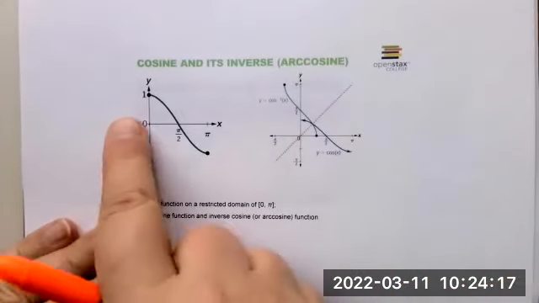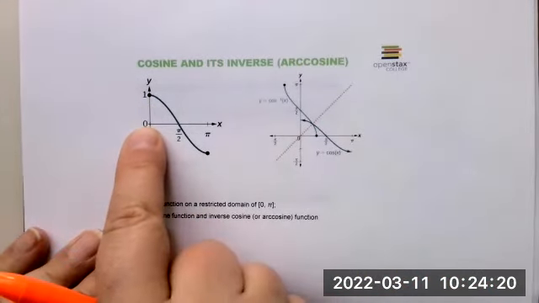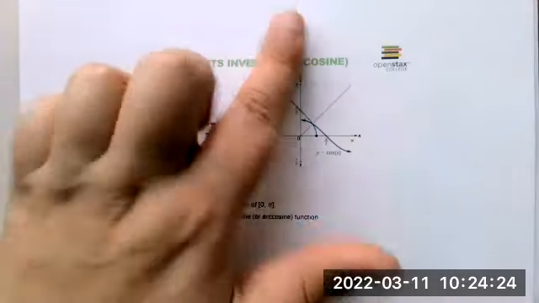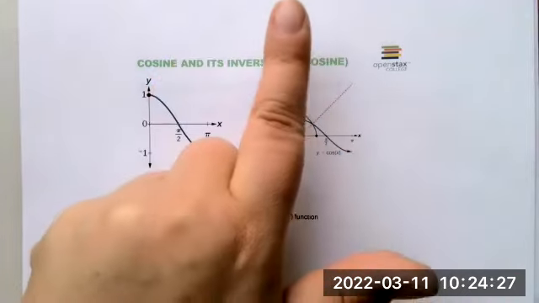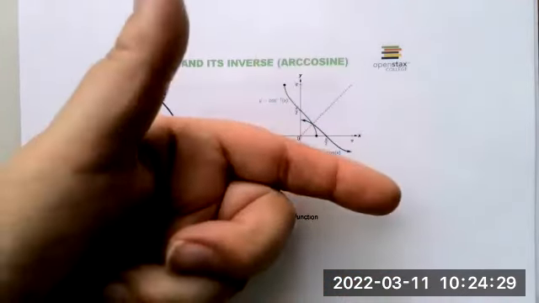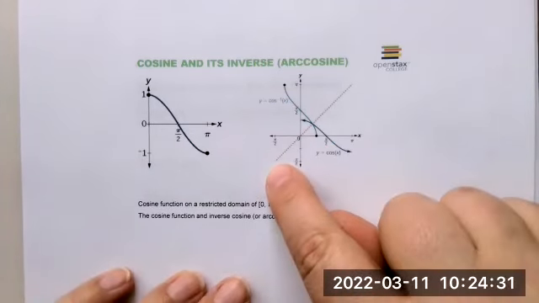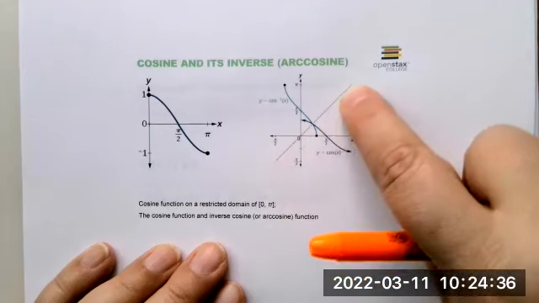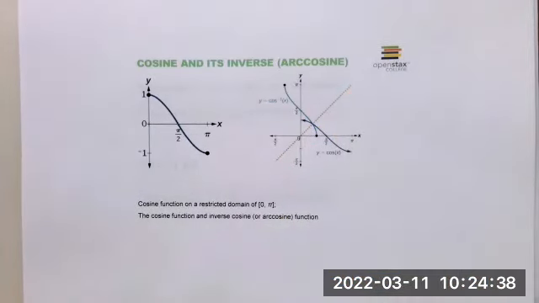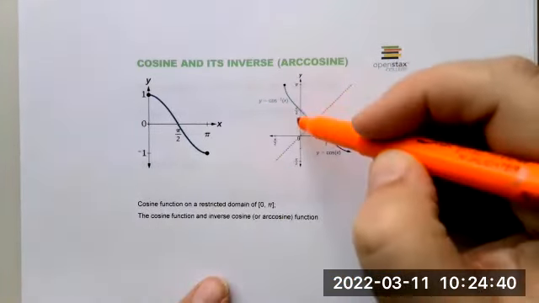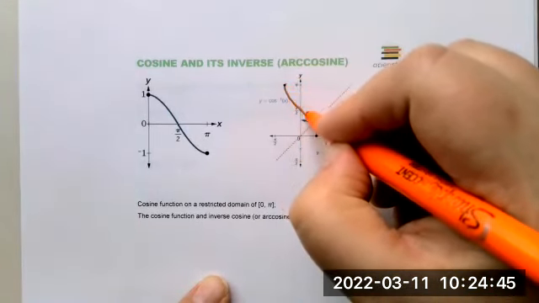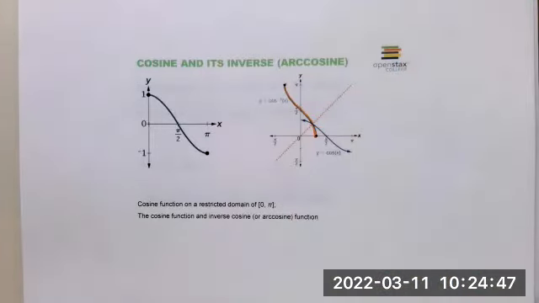Here it is, magnified a little bit, from 0 to pi. And remember, we are inverting it, so the y coordinate becomes x and x becomes y. And what happens is the graph is going to be reflected around the diagonal line, as you can see right here. So this is our original cosine function, and this is our inverse cosine function.